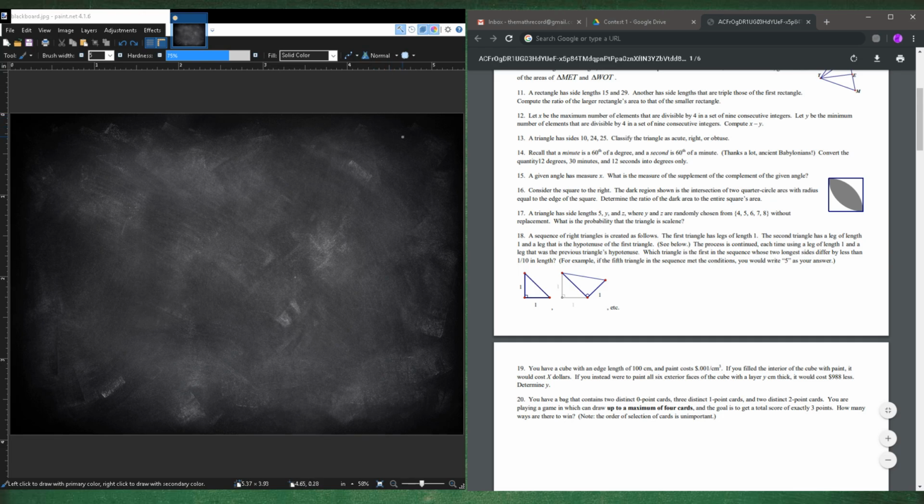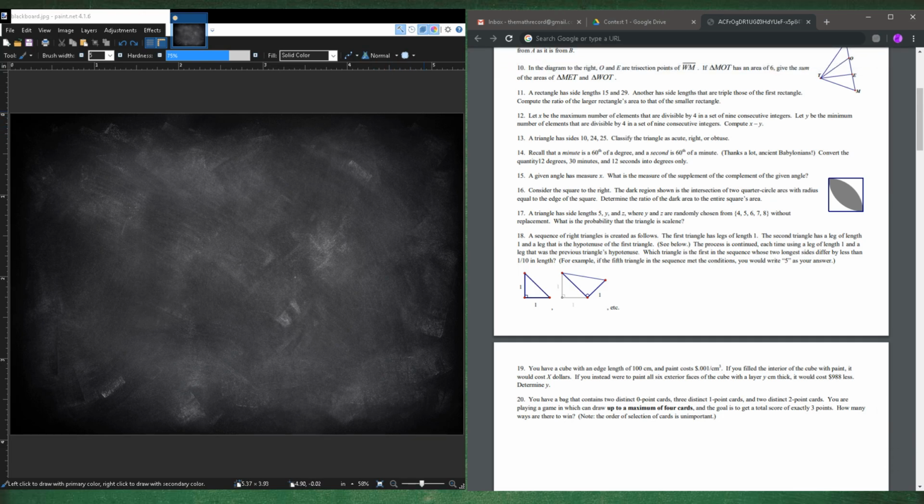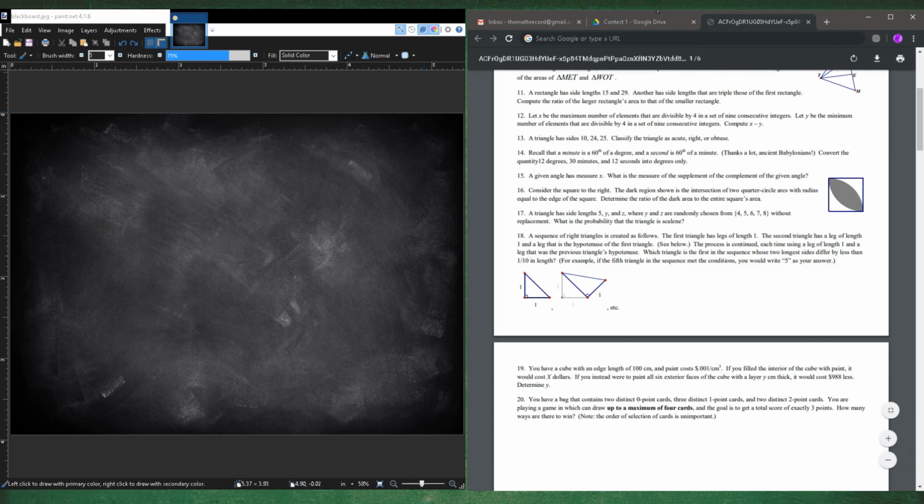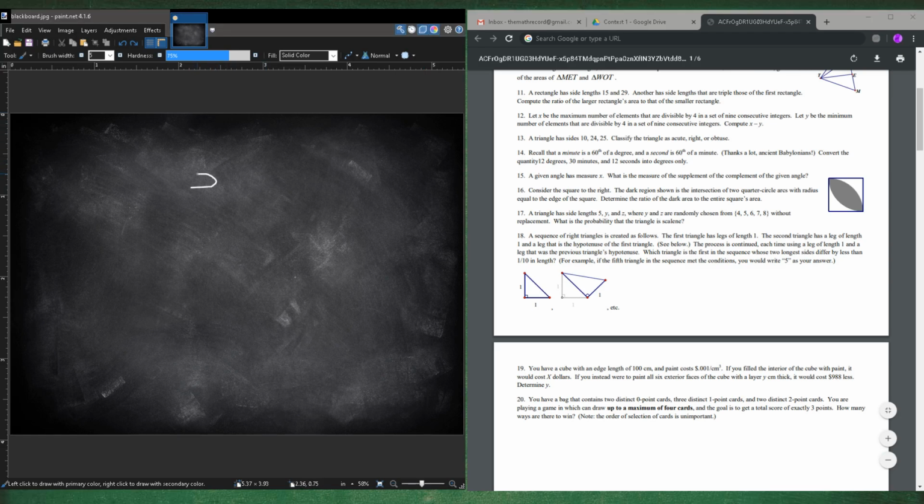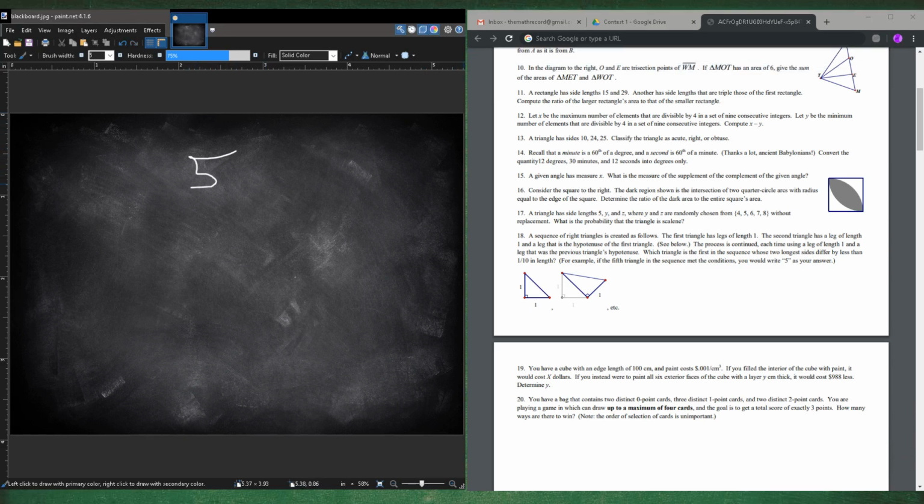So the only way for it to be other than scalene would be if it's equilateral or isosceles. Since this is already a 5, for isosceles we need to somehow get another 5. Equilateral doesn't make sense because y and z are not going to be the same. So the only case is when y or z gets 5.